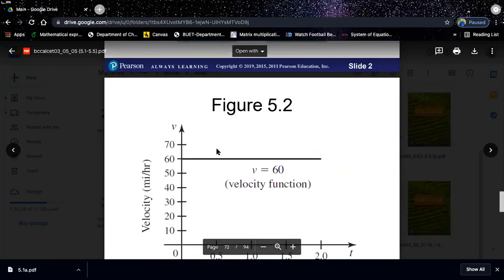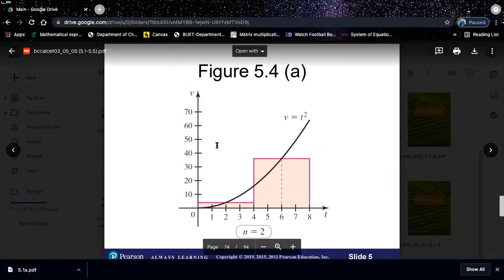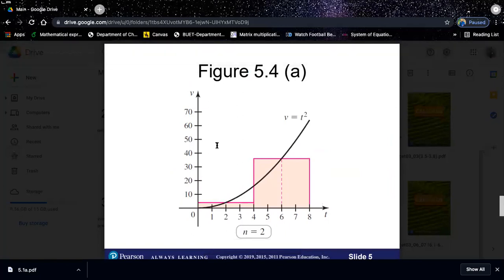So what's that? Let's say you have a graph like this. You have a curve. Let's say v equals t squared. Okay. And I want to find or approximate the area under this curve. Okay. I want to find the area under this curve.